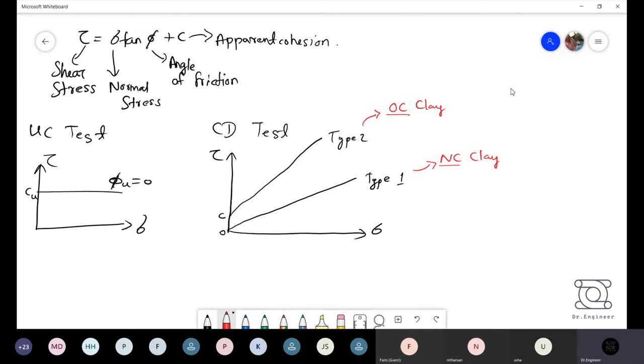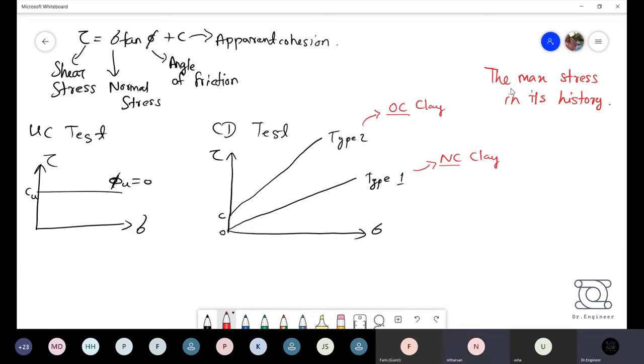You all have completed your consolidation test, so by now you should know what is NC clay and what is OC clay. NC clay means that from the very first day the soil formed, thousands and thousands of years back, till this very moment while we are having this discussion, if it is experiencing the maximum stress in its history, it is NC clay.